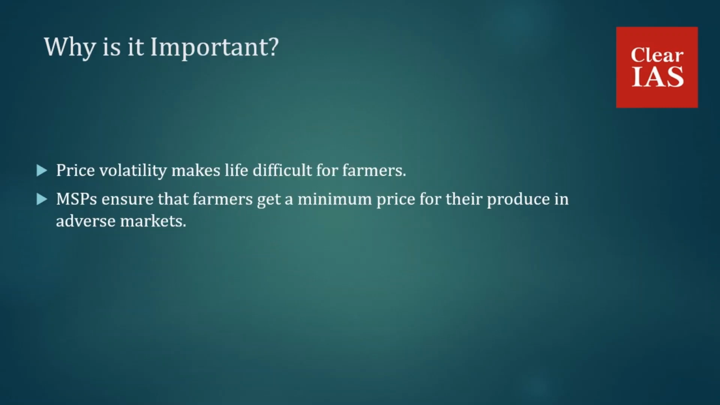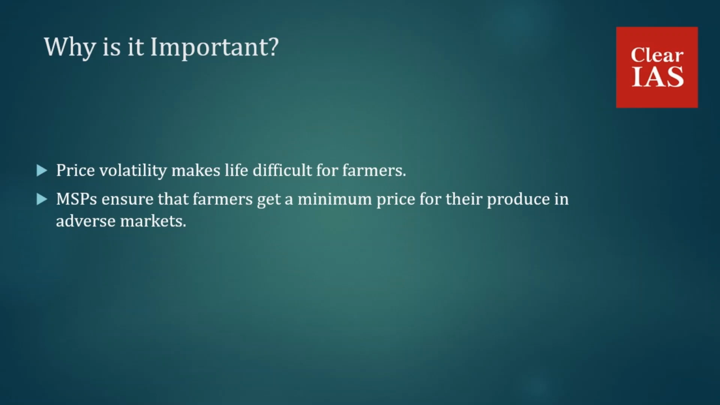As we discussed in the beginning of this lecture, price volatility makes life difficult for farmers. Prices of agriculture commodities may soar while in short supply, but during years of bumper production, prices of the very same commodities drop. MSP ensures that farmers get a minimum price for their produce in adverse markets. MSPs have also been used as a tool by the government to incentivize farmers to grow crops that are in short supply.